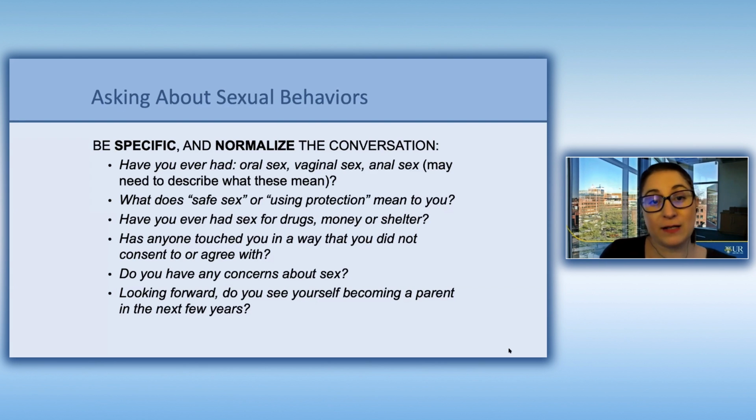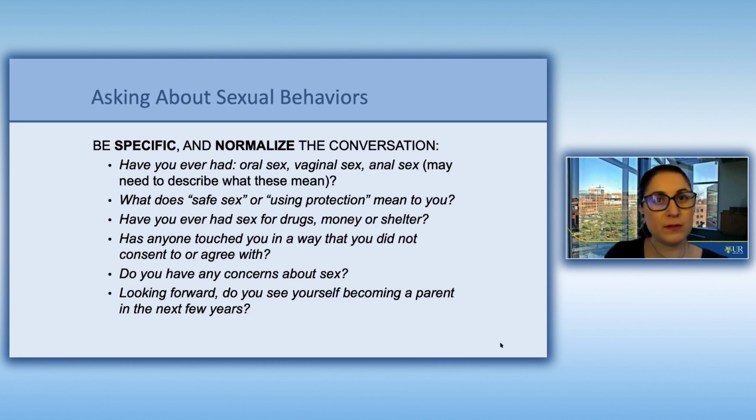Are you having safe sex or using protection? Particularly with adolescents, avoiding some of these phrases and really asking what that means can be more helpful. You want to screen again for any risk behaviors, so survival sex, trading sex for drugs, money, or shelter.